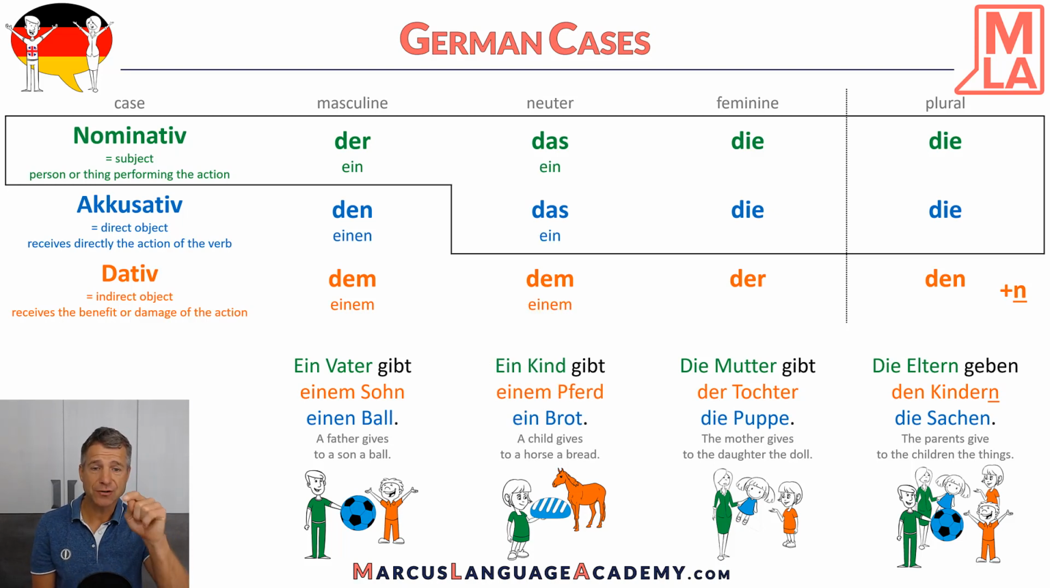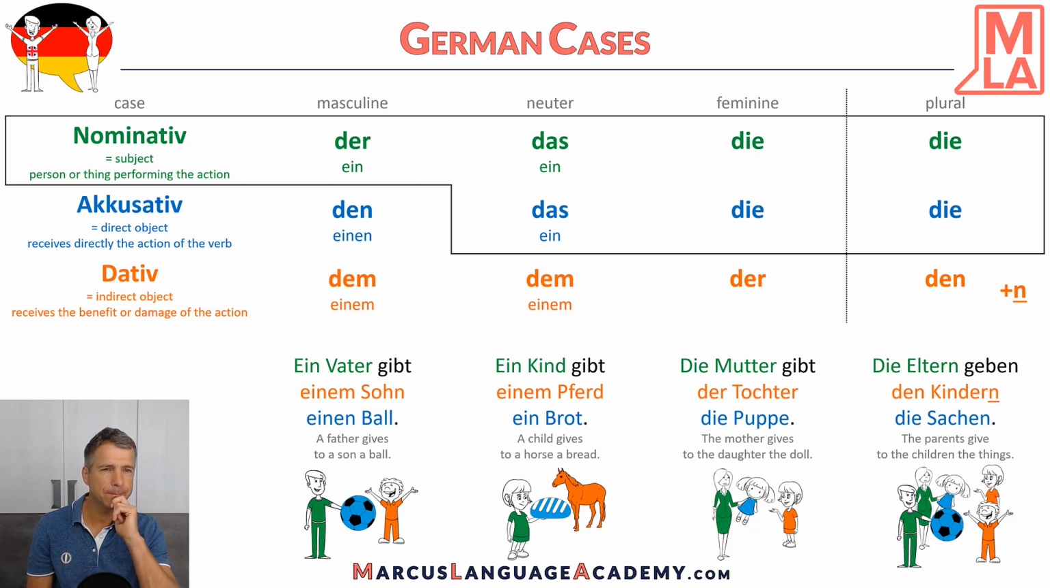So for the neuter, it changes to ein Kind gibt einem Pferd ein Brot. So we have das, ein, no, in nominative. Also das, ein, there's no change, so also the indefinite article doesn't change, it's still ein. But in dative we have dem, so it changes also to einem. So ein Kind gibt einem Pferd ein Brot.